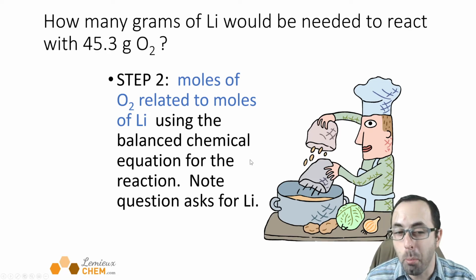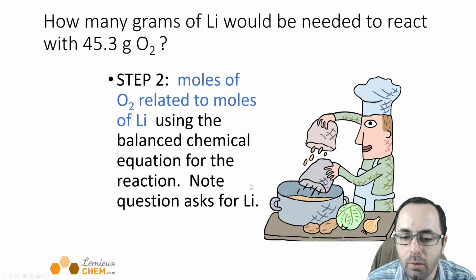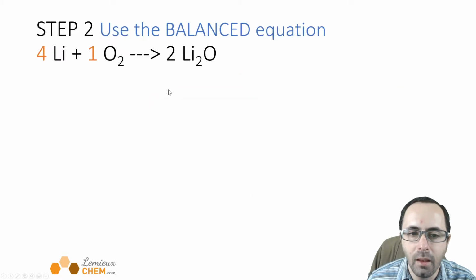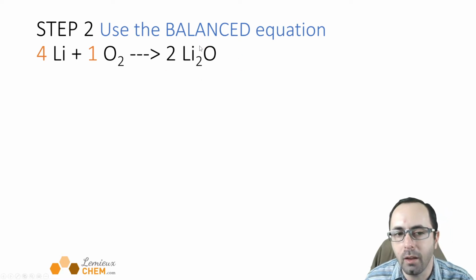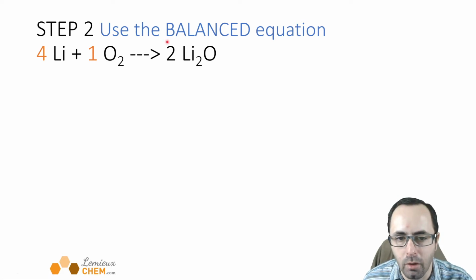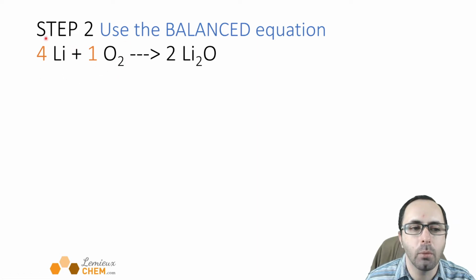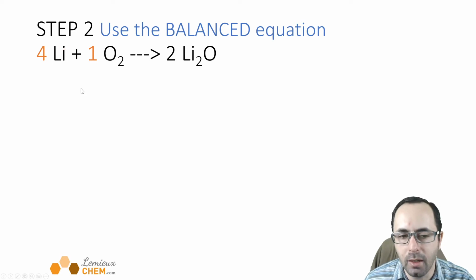So now that we know how many O2s, we can relate that to how many lithiums. The relationship is going to be in the recipe, also known as the balanced chemical equation, which is the recipe for chemistry reactions. Note that the question asks for lithium. So if we look at the equation, it does tell us also how much lithium oxide could be produced. But the question didn't ask about lithium oxide, so we don't need to concern ourselves with that. What we need to do is look at the lithium. What this tells us is that 1 mole of O2s will react with 4 moles of lithium. And that's what I need to know.